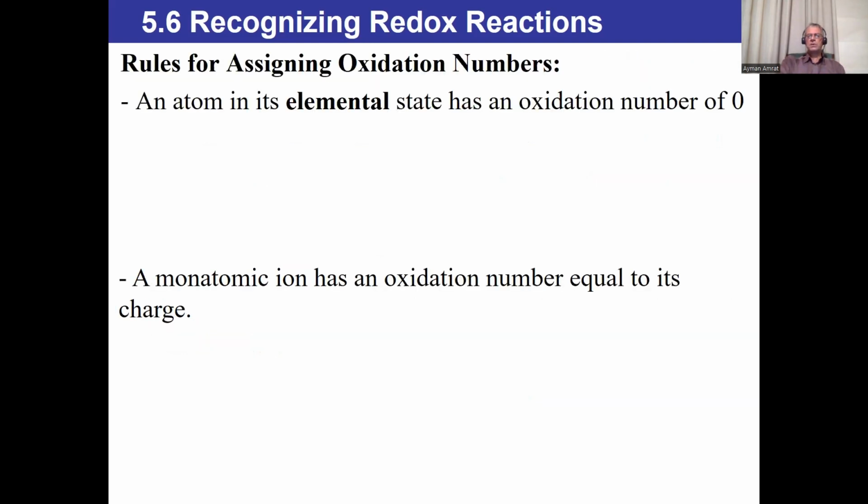Rules for assigning oxidation numbers. An atom in its elemental state has an oxidation number of 0, like hydrogen H2, oxidation number 0. O2, oxygen, oxidation number is 0. Sodium metal, oxidation number 0. These elements are in the elemental state. An atom in its elemental state always has an oxidation number of 0.